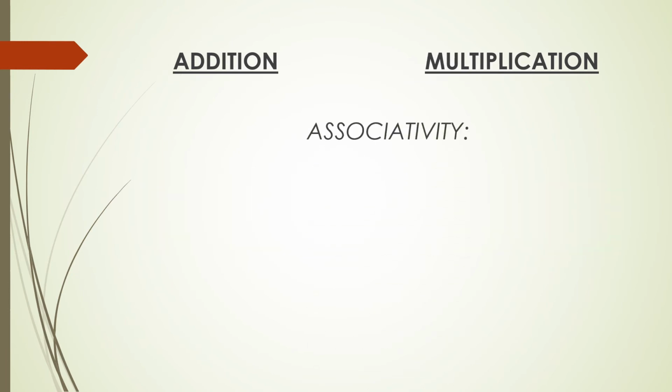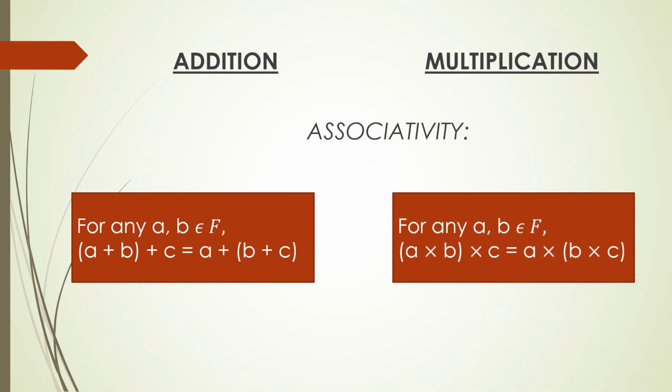Next is the associativity, or the associative property. Like a ring, a field satisfies an associative property for both addition and multiplication. And that is, under addition, for any a, b, c element of F, quantity a plus b, plus c is equal to a plus quantity b plus c. While for multiplication, for any a, b, c element of F, quantity a times b, times c is equal to a multiplied by the quantity b times c.